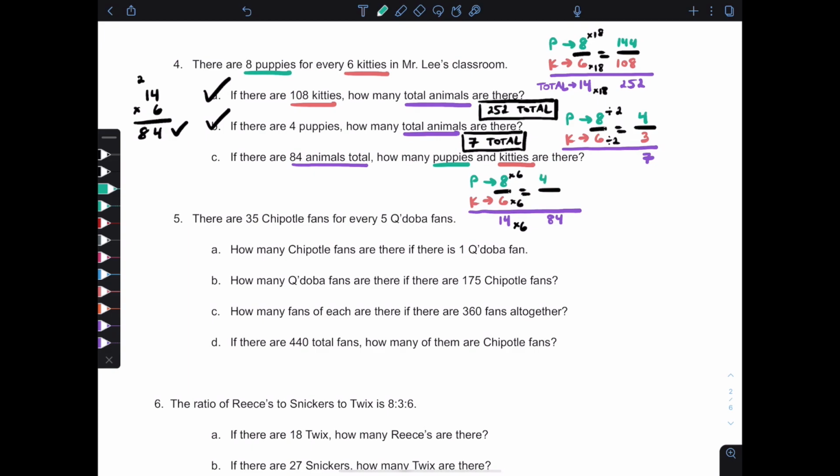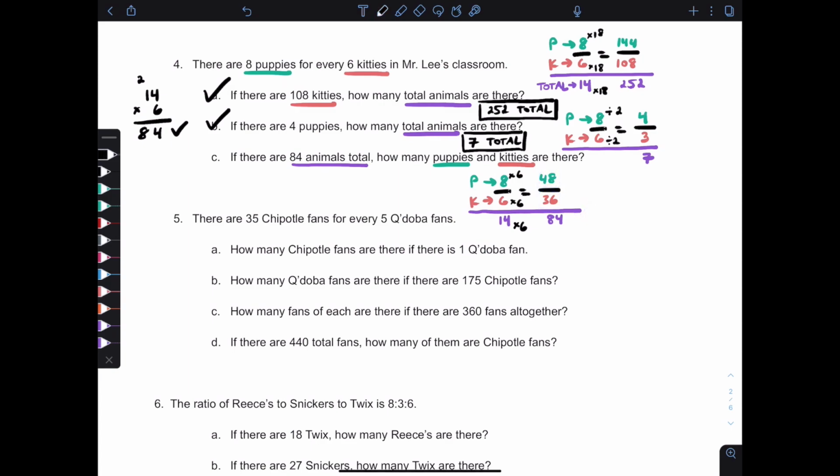8 times 6, 48. And 6 times 6 is going to be 36. And again, if you want to check this, you can add this and this together. 30 plus 40 is 70. 8 plus 6 is 14. 70 plus 14 is 84. So this does work out.